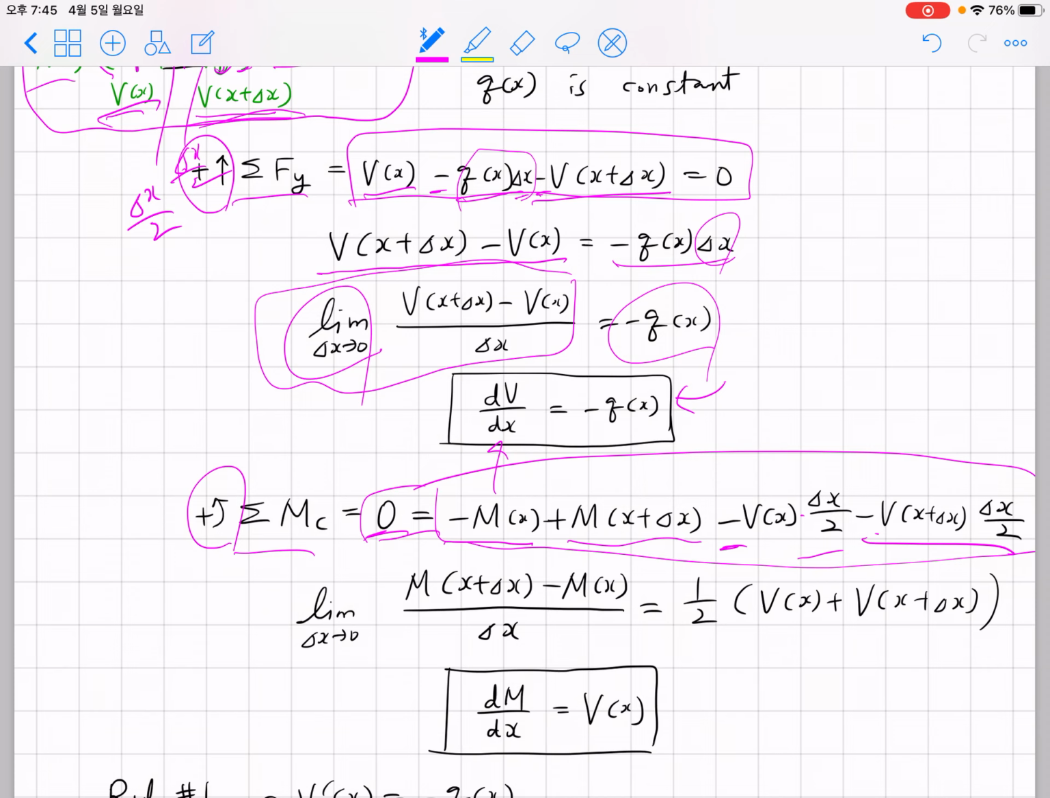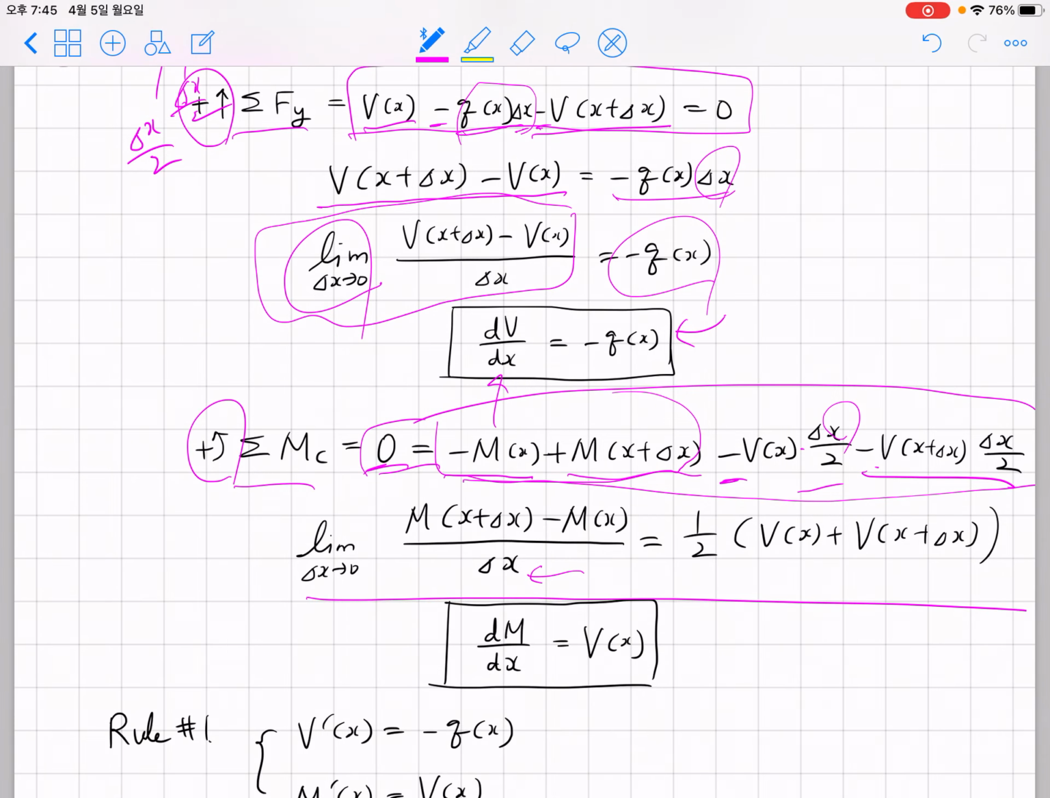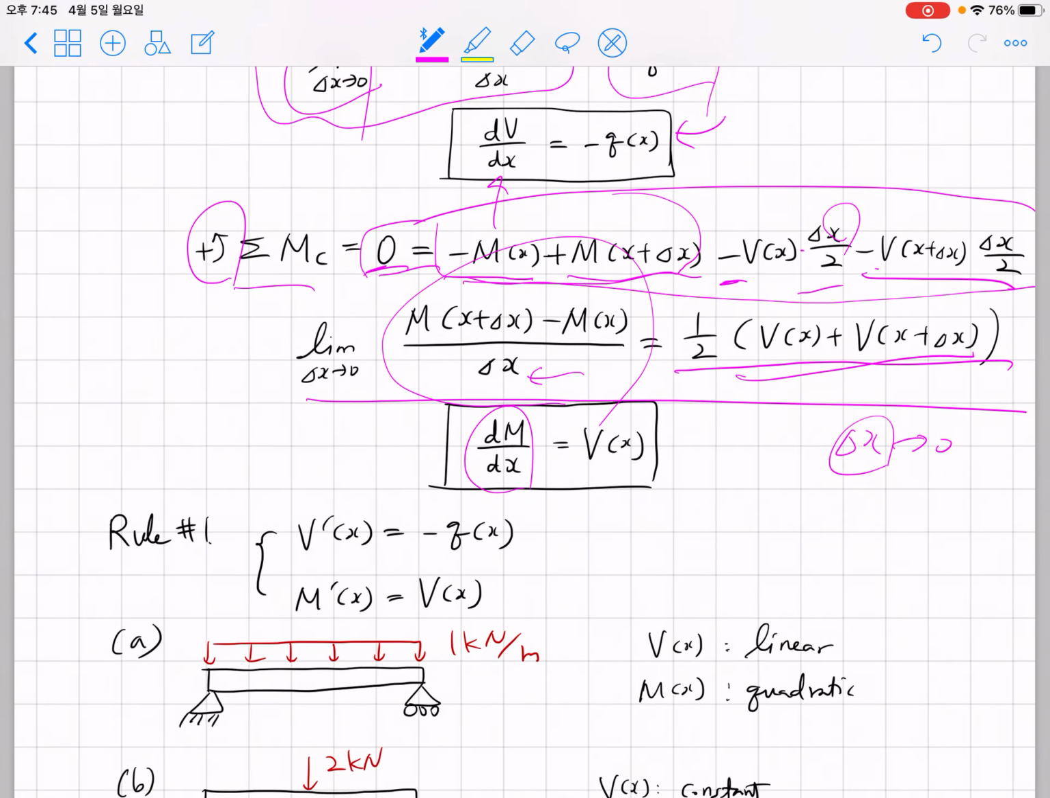And if you take out this delta x to the left hand side and take this moment on the left hand side, this is what you're going to get. What you can realize is that when delta x goes to 0, they become almost the same as each other. So you can say the right hand side is simply vx, and the left hand side becomes a slope. So what you can see here is dm dx, the slope of the moment diagram, must be the same as the shear force v at the specific location.